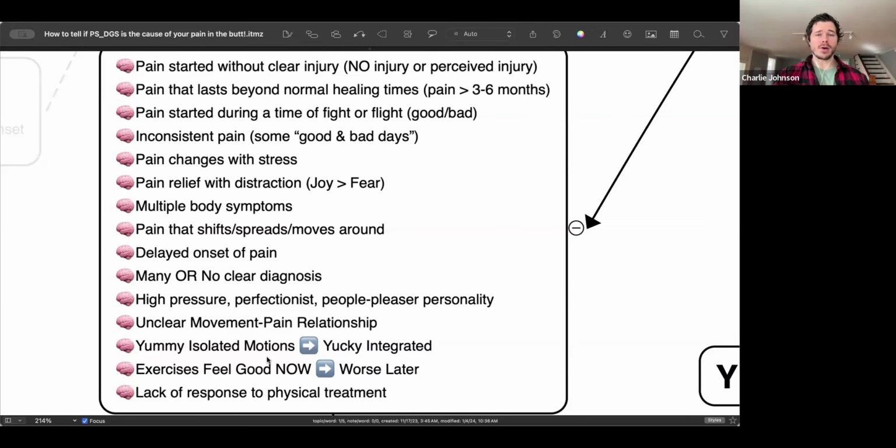Exercises that feel good now and worse later. If you're going to PT, the exercises they give you, by the way, don't do a sheet of exercises because you'll never know what the heck is working. That's like the worst approach to solving this. But let's just say you go to PT, and PT always flares me up. It doesn't work. But I feel fine when I'm doing it, but then symptoms are worse later.